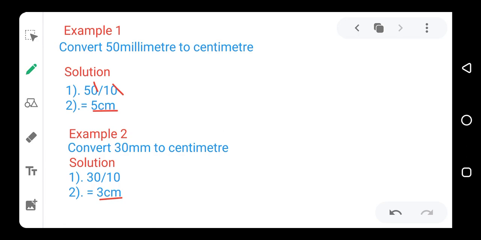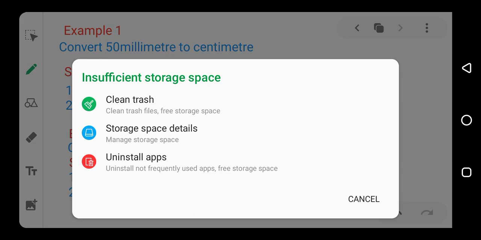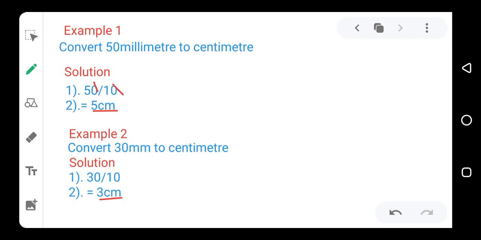If we are to convert 30 millimeters to centimeters, the first step is to divide 30 by 10. When we divide 30 by 10, we cancel this 0, then remaining only 3. So we are going to get 3 centimeters. So this is how to convert length from millimeter to centimeter.